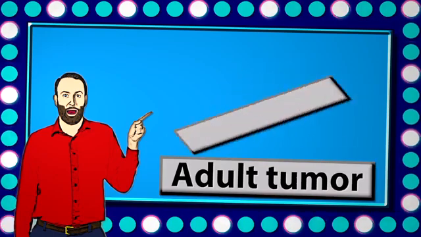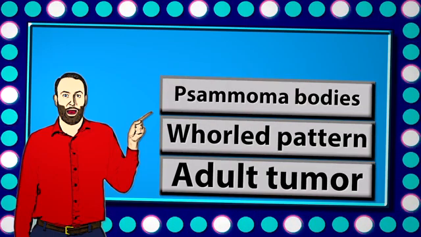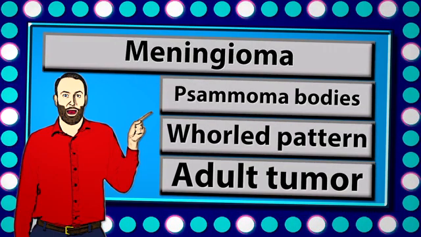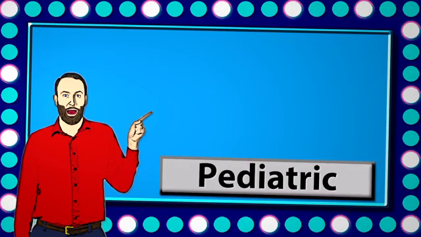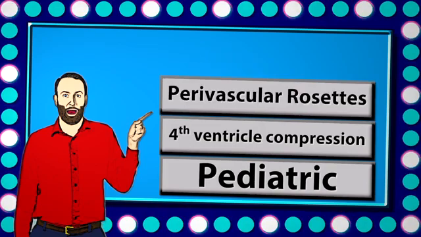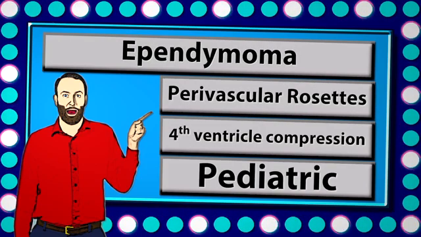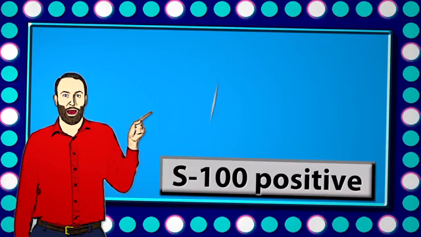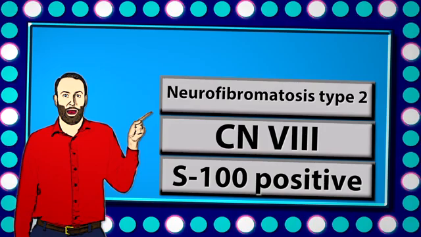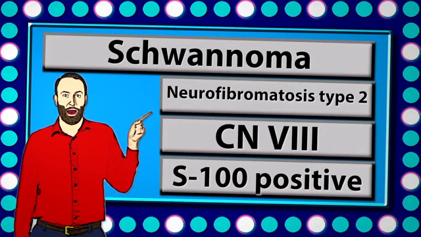All right, first one here. Adult tumor, whorled pattern, psammoma bodies. That's going to be a meningioma. Next, we have pediatric brain tumor, fourth ventricle compression, perivascular rosettes. That's going to be an ependymoma. Next, we have S100 positive, associated with cranial nerve 8, and neurofibromatosis type 2. That's going to be a schwannoma.